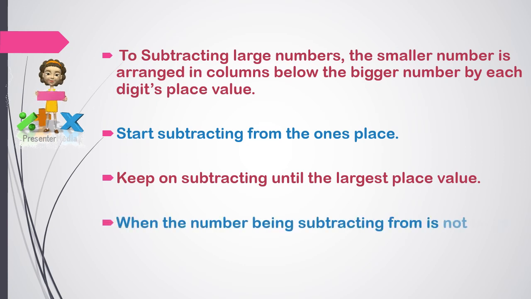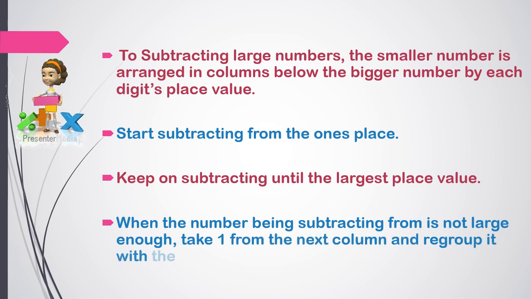When the number being subtracted from is not large enough, take 1 from the next column and regroup it with the number to subtract. So whenever the number is not enough, we have to borrow from the previous number, isn't it? Do you remember that? Subtracting with borrowing, subtracting with regrouping. This is called regrouping.